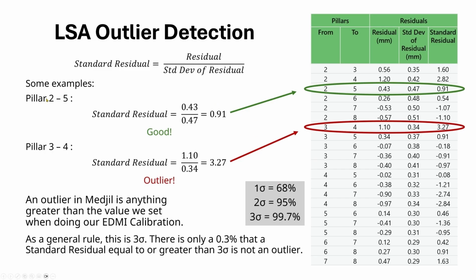So a couple of examples here. Pillar 2 to 5, take the data from here. To get the standardized residual, we just do the residual, which is 0.43, divided by 0.47, and we get the standardized residual of 0.91, which we can see there. Good, that's a good result. Pillar 3 to 4, standardized residual is equal to residual column 1.1 divided by 0.34 to get 3.27, which I've replicated here, and that is an outlier. There is only a 0.3% chance that a standardized residual equal to or greater than 3 sigma is not an outlier.